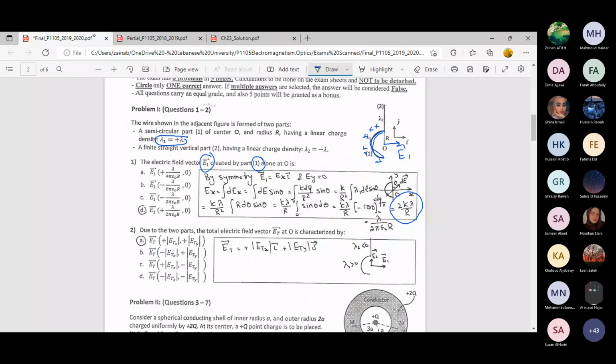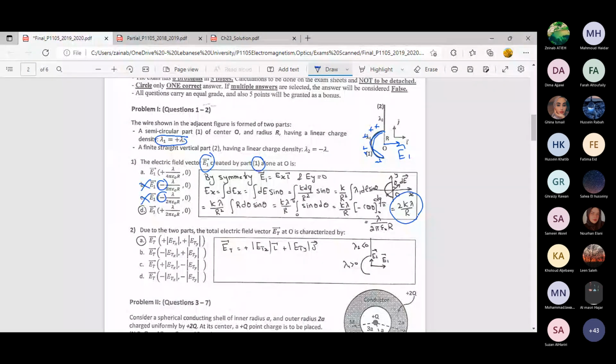So before solving, you can see that the negative options are rejected. I have only two positive options. I've ended up with 2k lambda over r. You all know how to solve this. No one doesn't know because we have solved similar things. So we just substitute k by 1 over 4 pi epsilon 0, and you'll get the form that he gave us in option D. Okay, so this is something you all know.